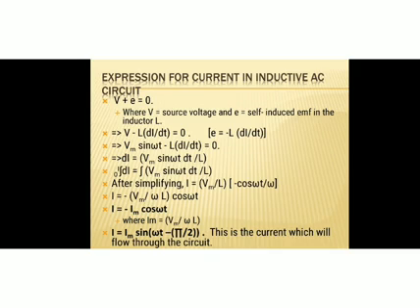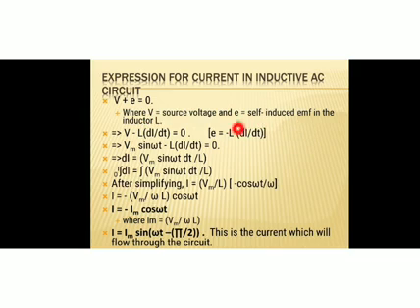Next step is to find an expression for the current in the inductive AC circuit. We already know the expression for the voltage in the inductive AC circuit, that is Vm sin omega t, right? And we got this relation from the circuit: V plus self-induced EMF is equal to 0, where V is Vm sin omega t, the source voltage, and E is the self-induced EMF.